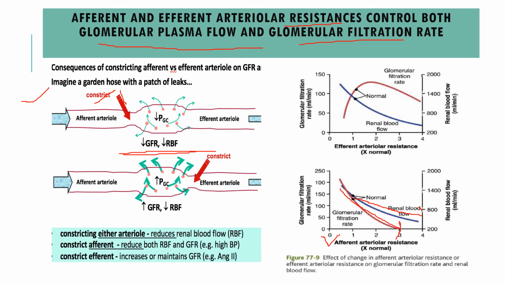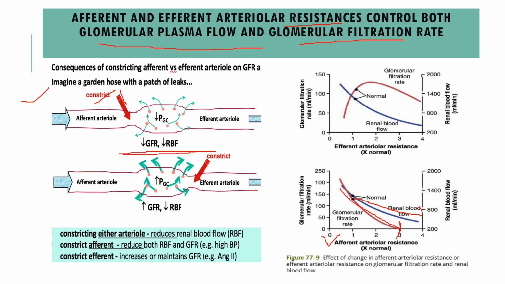Now the example includes the effect of the sympathetic nervous system. We know many neurotransmitters will be released when the sympathetic system is stimulated, and a high level of angiotensin II. This is very important, not the low level. A high level of angiotensin II is also going to cause this effect, that is constriction of the afferent arteriole and reduction of both GFR and renal blood flow.